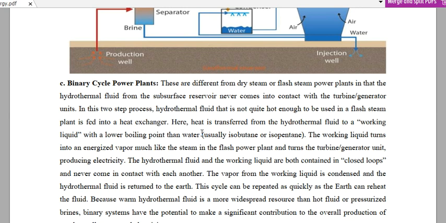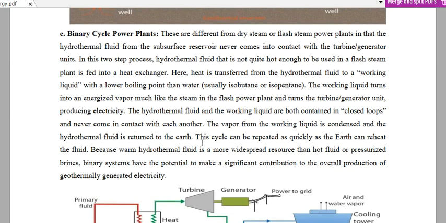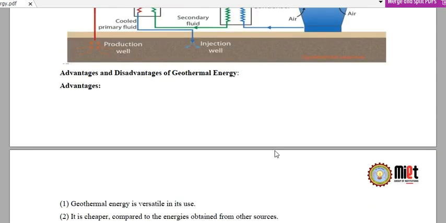The hydrothermal fluid and the working fluid are both contained in closed loops and never come in contact with each other. The vapor from the working liquid is condensed and the hydrothermal fluid is returned to the earth. This cycle can be repeated as quickly as the earth can reheat the fluid. Because warm hydrothermal fluid is a more widespread resource than hot fluid or pressurized brines, binary systems have the potential to make a significant contribution to the overall production of geothermally generated electricity.